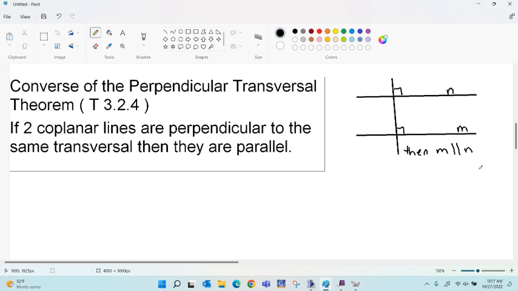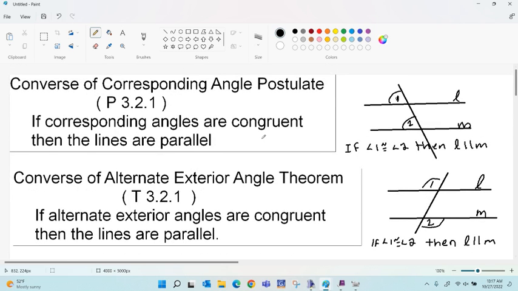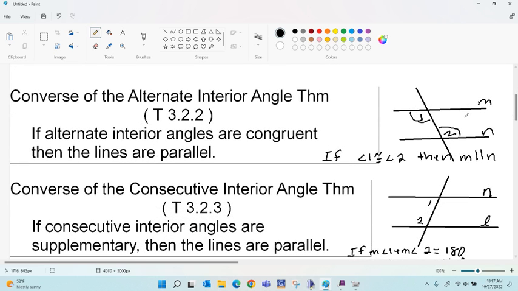Okay, so our converses, just to reiterate, all end with the idea of lines being parallel. So here, corresponding angles: if the corresponding angles are congruent, if 1 is congruent to 2, then L is parallel to M. Here, alternate exterior, both on the exterior alternating, then the conclusion is that L is parallel to M. Here, alternate interior, I changed up the names just so that you wouldn't think nothing was true.